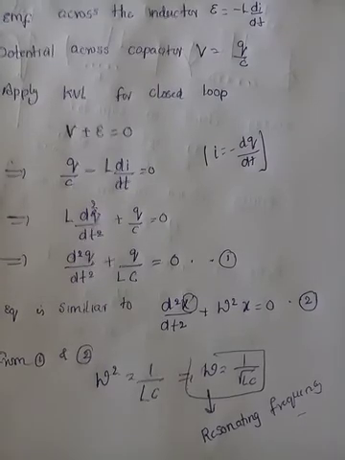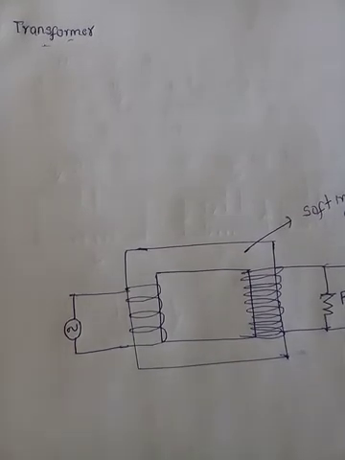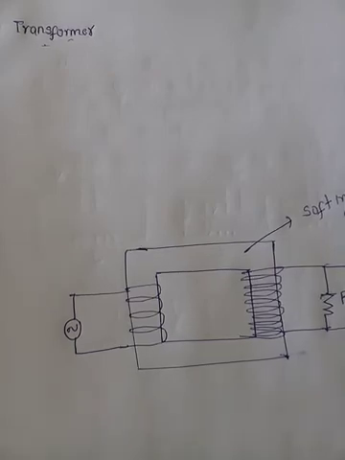So this is about LC oscillations. Now we are going to discuss the last concept and application of this chapter, called the transformer. Have you seen that in every street there is a transformer? Its function is to change the voltage and current. It can convert high voltage and low current to low voltage and high current, as well as low voltage and high current to high voltage and low current. So there are different uses in changing the voltage and current.